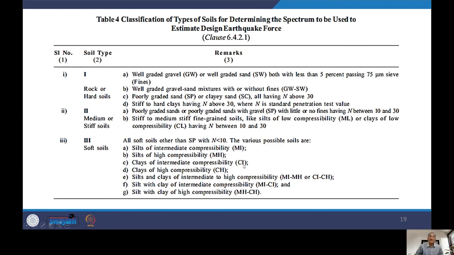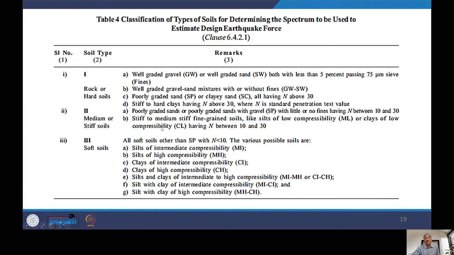So what you have here? This table is similar to what you have in Table 2. You have three soil types here: rock or hard soil, medium or stiff soils, and soft soils. The definition is more or less the same. But you see here: well-graded gravels or sand, both with less than 5% passing 75 micrometer sieve. That means basically it is micron, and that should be corrected. And for the rock side, you have well-graded sand mixtures, poorly graded sands, or poorly graded sands with gravels. So, if any of these are encountered, then it can be used.